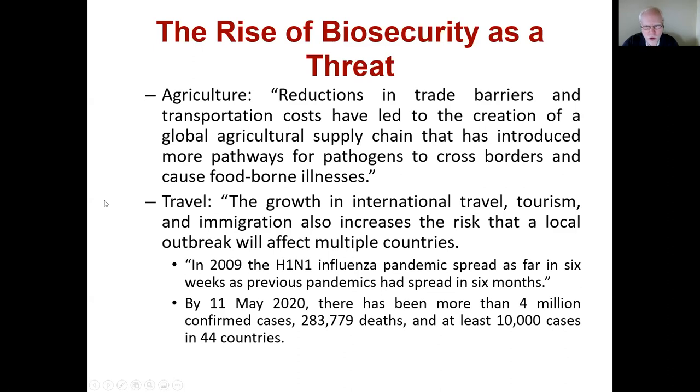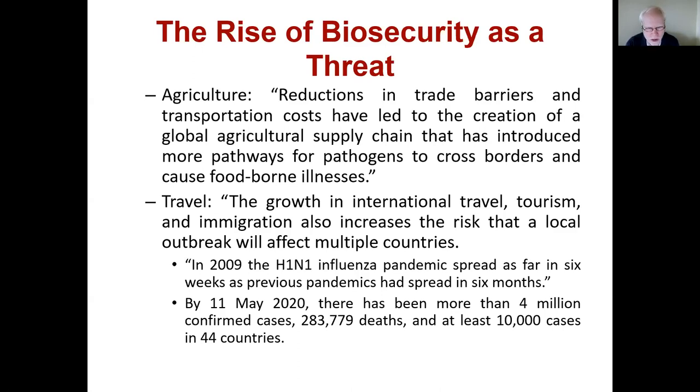Travel. The growth in international travel, tourism, and immigration also increases the risk that a local outbreak will affect multiple countries. Similar to agriculture, it used to be that people stayed relatively local, even if they took trips. They didn't travel halfway around the world because it took a lot of time and a lot of money. Now travel has become so much easier, cheaper, and faster. For work, for immigration, for tourism, you've got so much more travel, which means that if an outbreak happens in one location, it's going to very quickly spread to other locations.